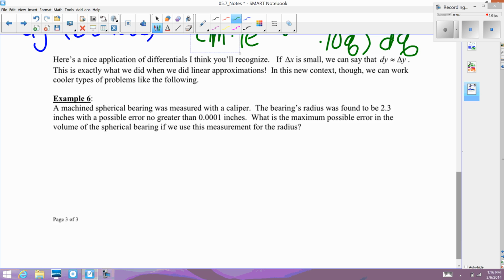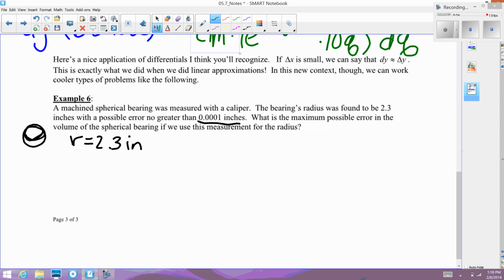A machine spherical bearing. So hopefully you guys know what a bearing is. It's just a sphere. It's this little thing used to help things rotate or whatever. All right. It's so that we're measuring it. The bearing's radius was found to be 2.3 inches. So I'm going to just write that down, 2.3 inches. With a possible error no greater than this much, okay? What's the maximum possible error in the volume of the spherical bearing if we use this measurement?